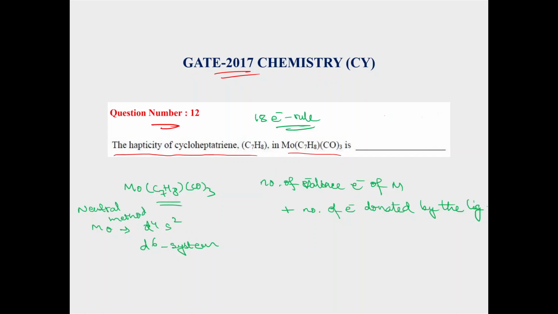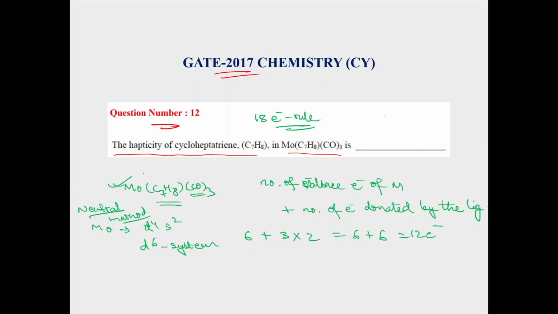In the neutral method, we just see the number of valence electrons present in that central atom. So it's a D6 system. D6 system means 6 electrons will come from the metal center. And we know that carbonyl donates 2 electrons each. And in this case, we have 2 carbonyl. So 6 plus 3 times 2, that is equal to 12 electrons.